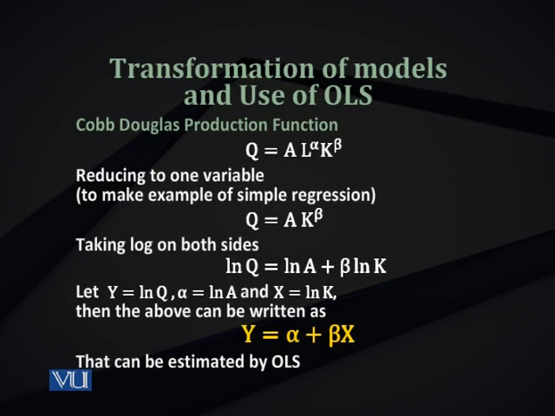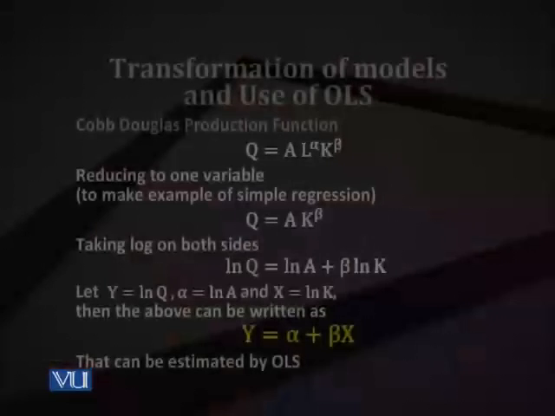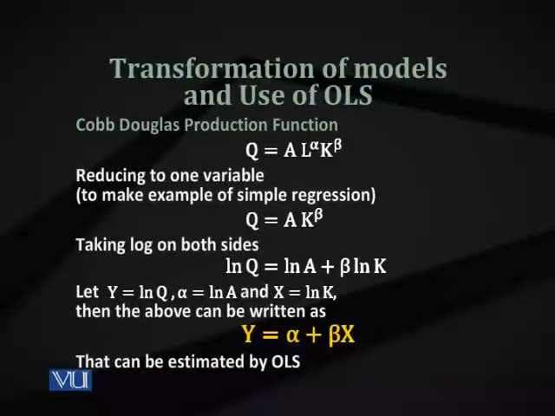Now make some substitutions. Let Y be equal to log of Q, alpha equal to log of A, and X be equal to log of K. Then you can write the above equation as Y is equal to alpha plus beta times X. This is the usual simple regression equation. So when you say Y is alpha plus beta X, you can estimate the values of alpha and beta through simple OLS. The value of beta is the same as the value of beta in the original Cobb-Douglas production function, but the value of alpha is the log of the value of A.